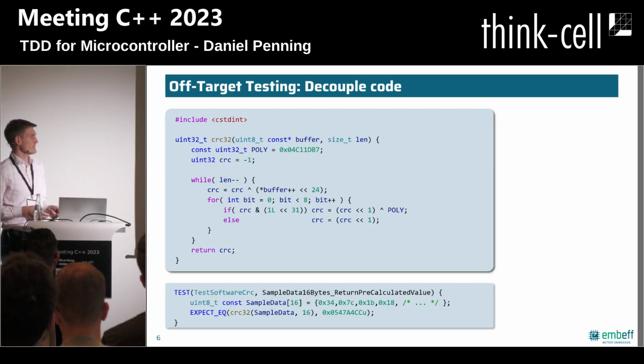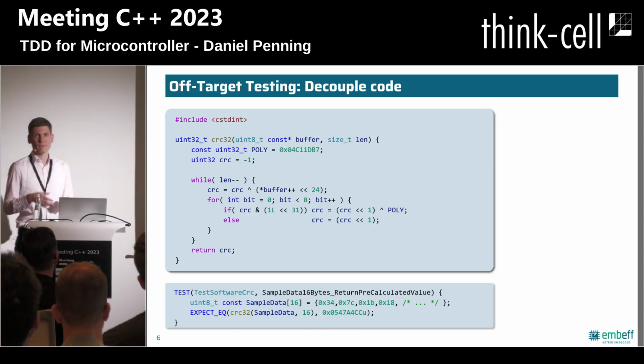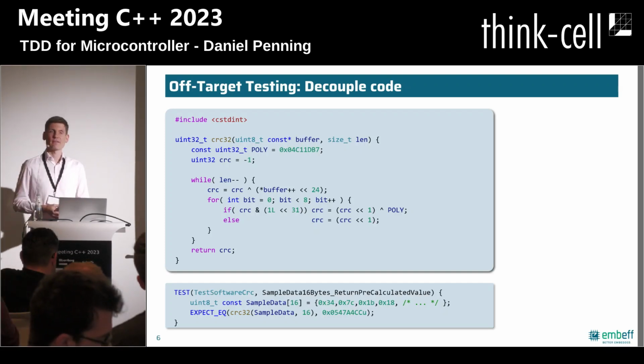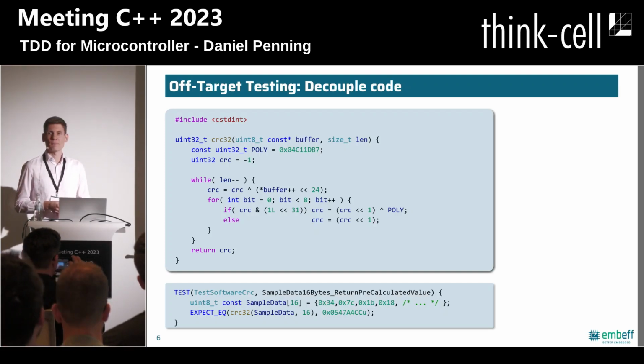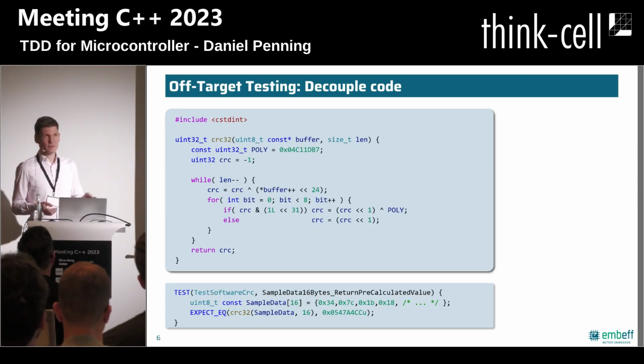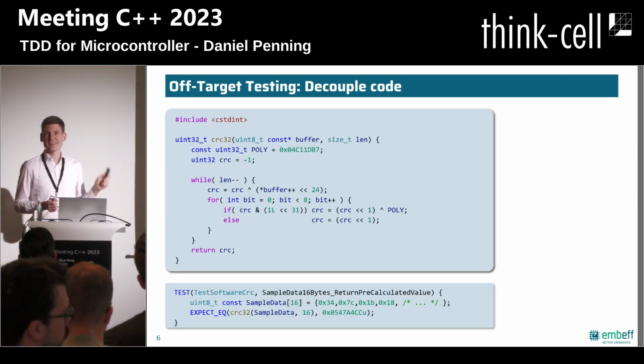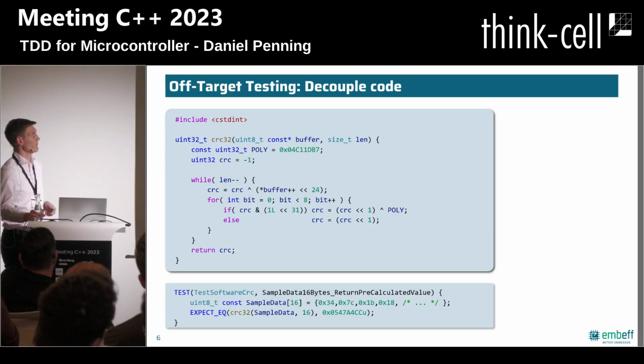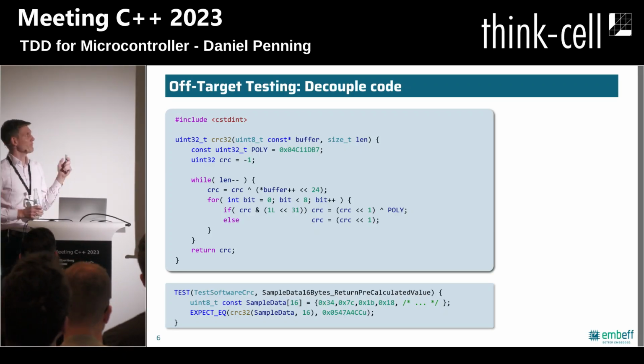So we can write a unit test like this. Give it some sample data, run the function on it, and compare it to some magic value we get from some example, or maybe there are website generators for CRC. We can get it somewhere. And then we know the implementation works. You can screw up a lot of things in a CRC calculation. It looks simple, but there are so many parameters you easily screw up.